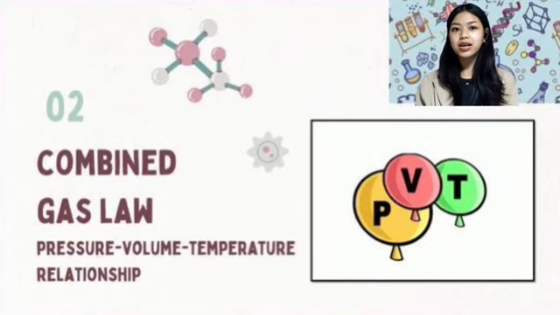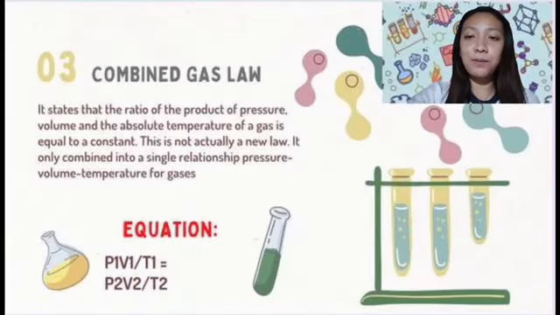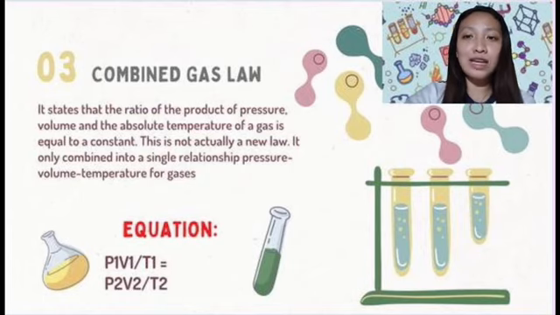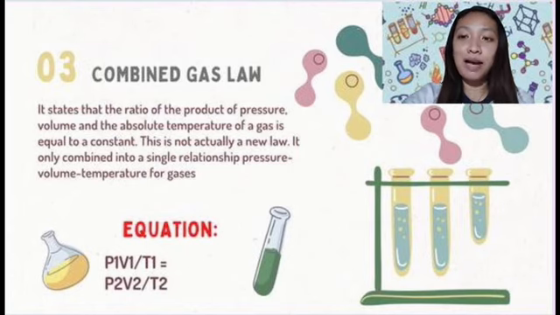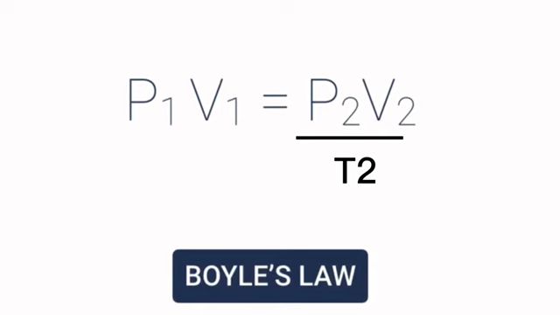We use these three gas laws if ever the PVT is interchanging due to certain given problems and situations. It states that the ratio of the product of pressure and volume to the absolute temperature of a gas is equal to a constant. This is not actually a new law. It only combines the pressure, volume, and temperature relationships for gases into a single relationship, expressed in the following equation: P1V1 over T1 equals P2V2 over T2.